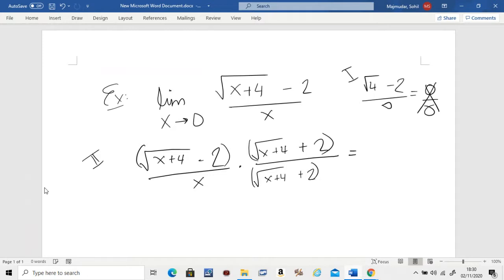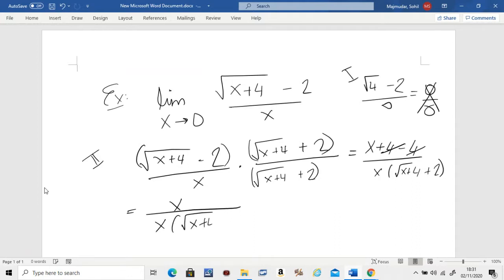Don't need to keep the x in bracket. Simplify the top. What do you get? Using the formula a squared minus b squared. The bottom as it is. 4 minus 4 is 0. You're left with x. Plus 4 plus 2. And then you check, does anything cancel out now? x and x cancel. You're left with 1 over square root of x plus 4 plus 2.